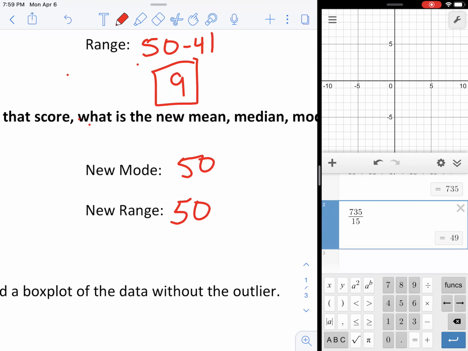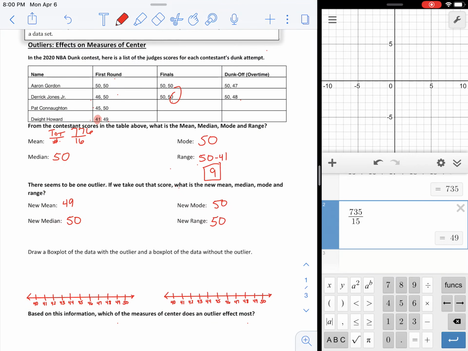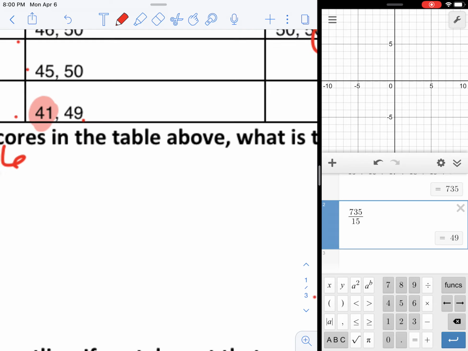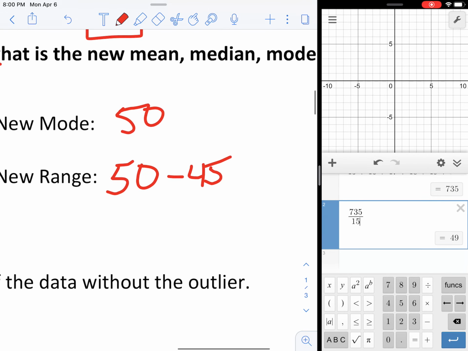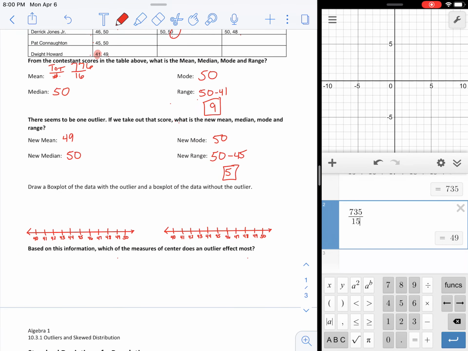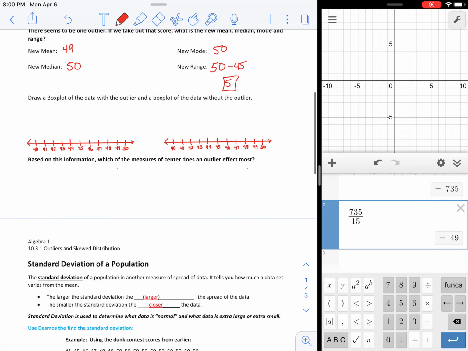Now this is affected, right? Because it started at 50, and now our next lowest number is 45. So our new range is affected by taking out that outlier, and our new range is only 5. As you can see, looking at the stuff above, an outlier definitely affects some items more than others.